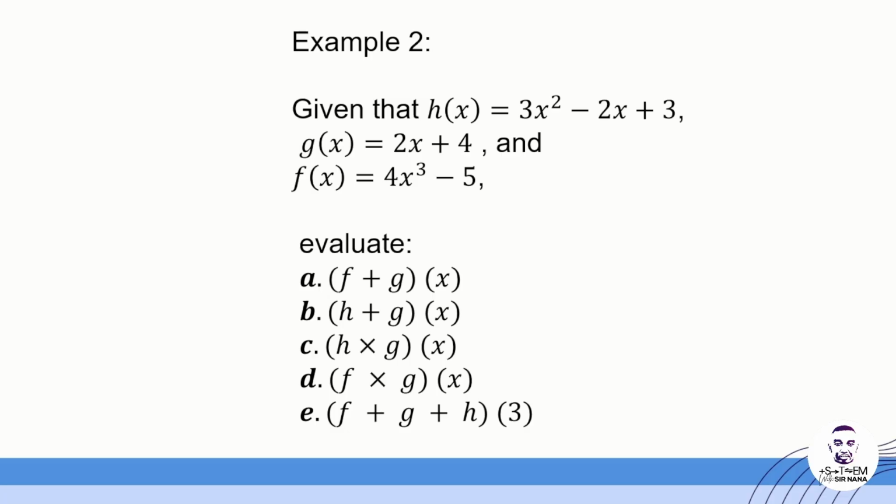So the question says that given that h of x is equal to 3x squared minus 2x plus 3, and g of x is equal to 2x plus 4, and f of x is equal to 4x cubed minus 5, we should evaluate a, f plus g of x, and then h plus g of x, and then h times g of x, and then f times g of x. And then we should also evaluate f plus g plus h of 3. So I'll leave you to do some, and then we'll do some as well. So let's look at how we can solve this question.